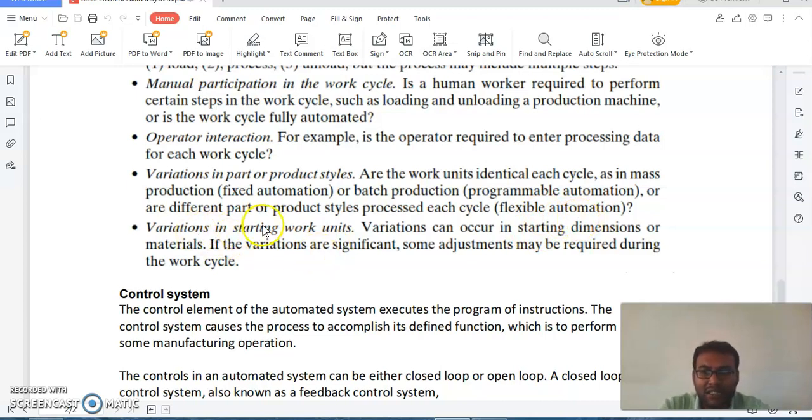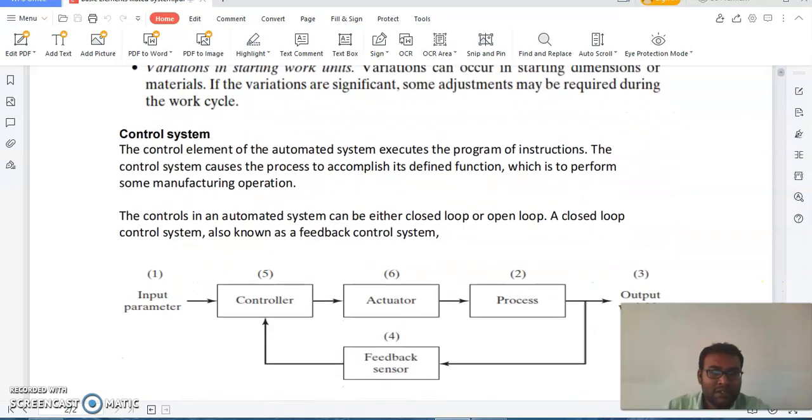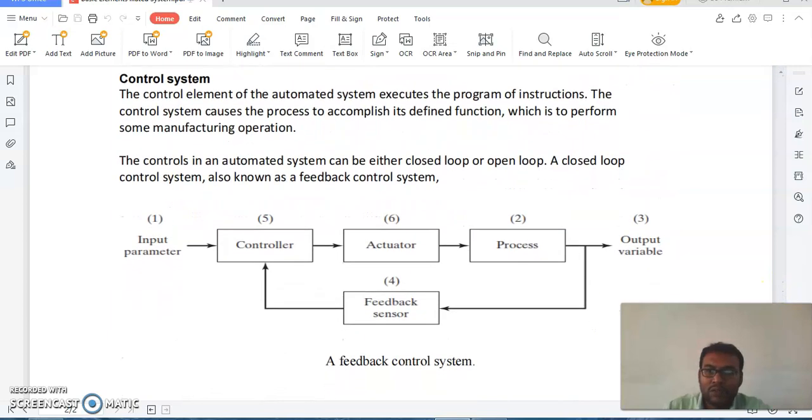Next is variation in starting work units. Variations can occur in starting dimensions or materials. If the variations are significant, some adjustment may be required during the work cycle. The next important basic element of the automated system is the control system. The control element of an automated system executes the program of instructions. With the help of a control system, we can run the program of instructions.